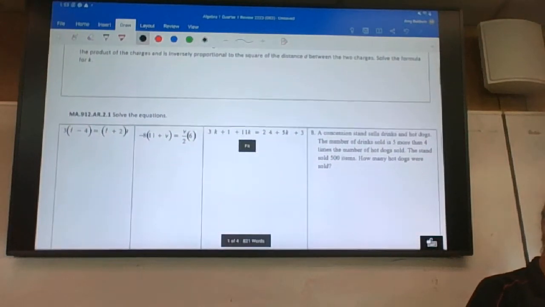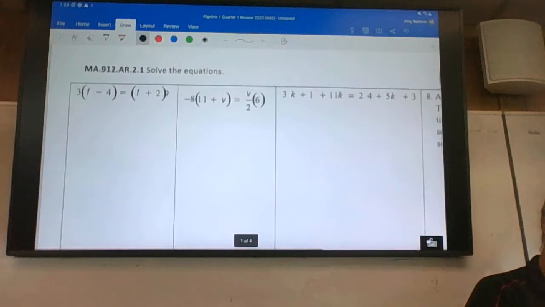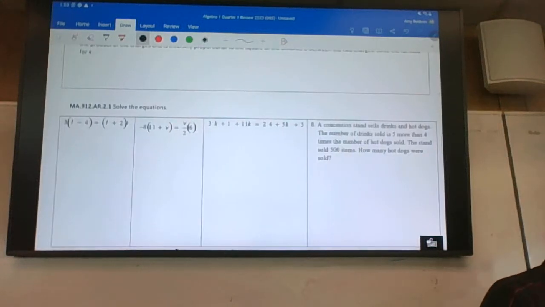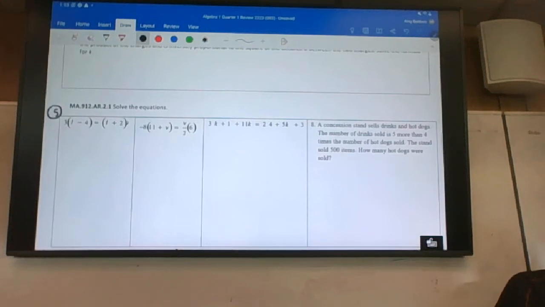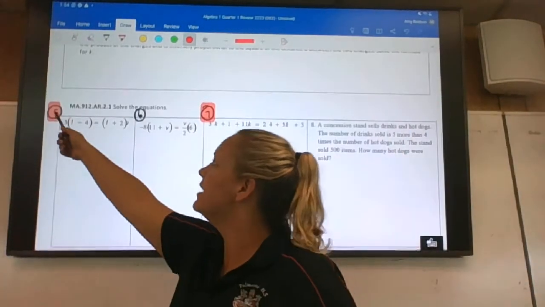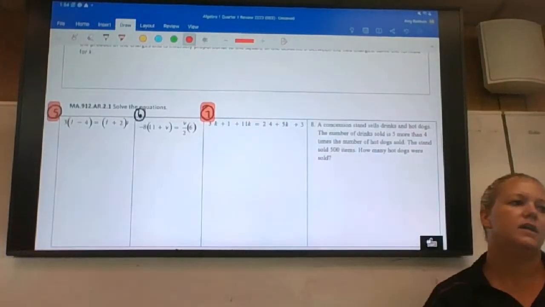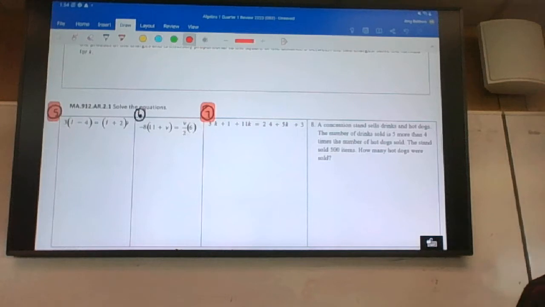Alright, we're going to skip down now to these problems here. Okay, so this is 5, this is 6, and this is 7. I'm going to do 5 and 7. So yours isn't numbered, so go ahead and number them. You write a little 5 here, write a little 6 here, and a 7 here. And then you guys try 5 and 7.